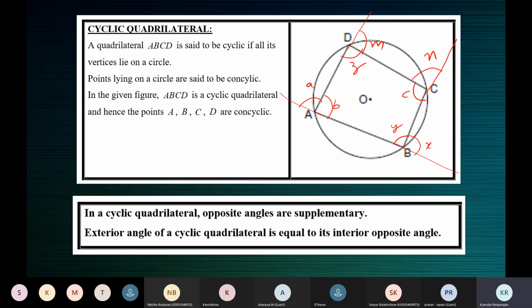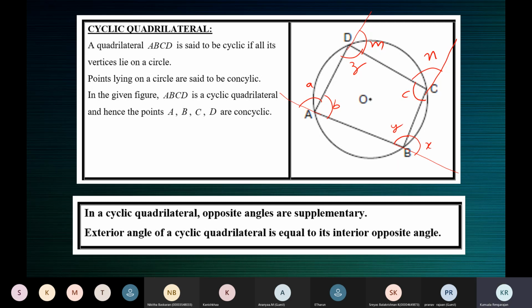Now tell me N is equal to, tell me the answer straight away. B, ma'am. N is equal to B. What about M? M is equal to Y. Identify the interior angle and see the angle diagonally opposite to the interior angle.